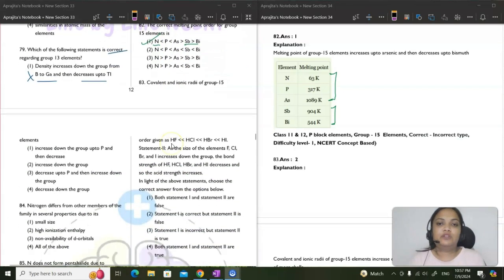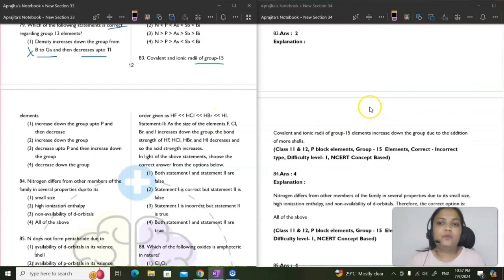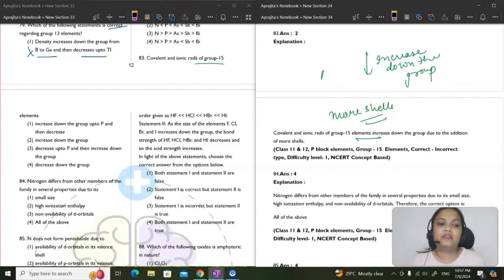Okay, next question, students. Question number 83. Covalent and ionic radii of group 15 elements. Now, you know, if we are talking about the atomic or ionic or covalent radii, they will increase down the group. Now, why will it increase down the group? Because of the addition of more shells. Okay. More and more shells are going to be added as we move down the group. So the atomic, ionic or covalent radii is going to increase on moving down the group.